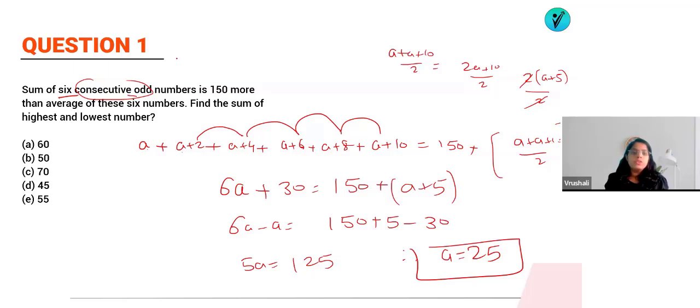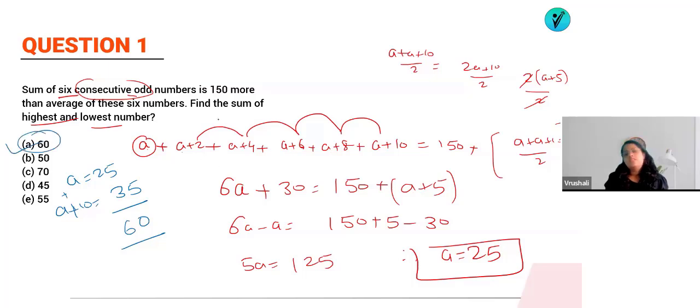So what have they asked? Find the sum of the highest and lowest number. The lowest number is a, which is 25, and the highest is a plus 10, which is 25 plus 10, that means 35. So what will be the sum of these two? 5 plus 5 is 10, 0 carry 1, so the sum will be equal to 60. So your answer is option A. That's it. Easy. I hope you understood this.